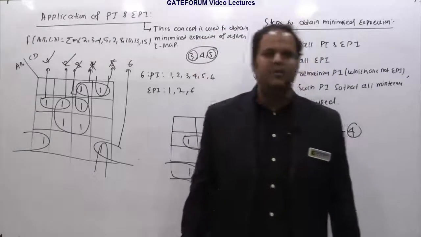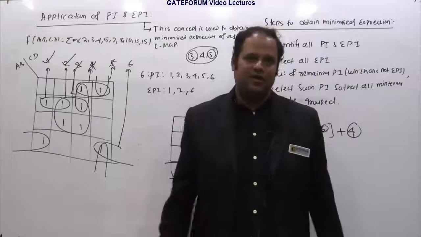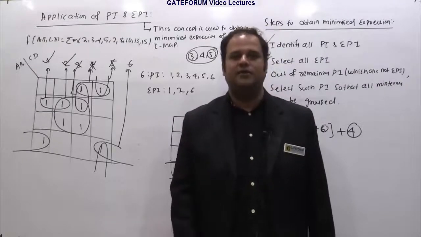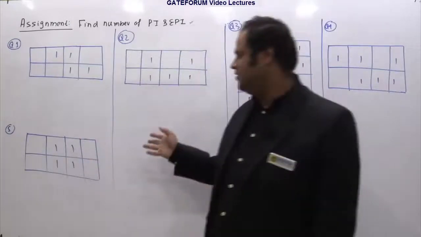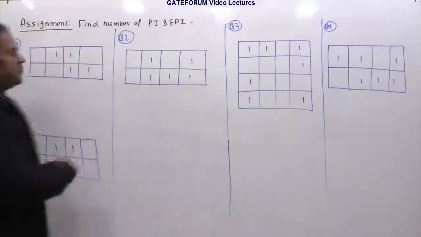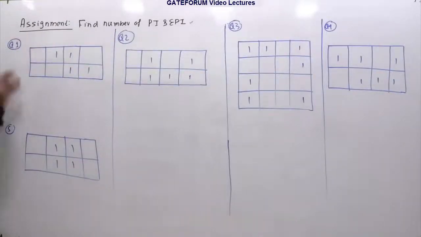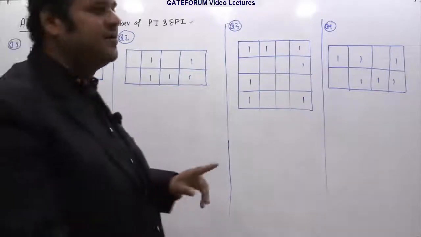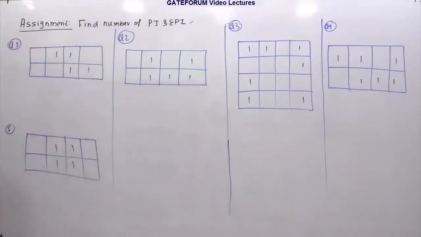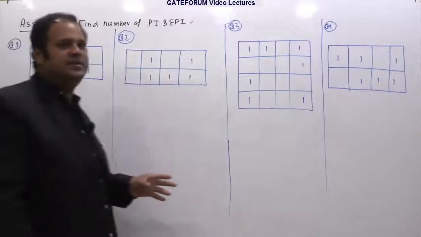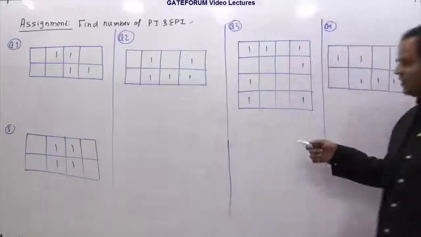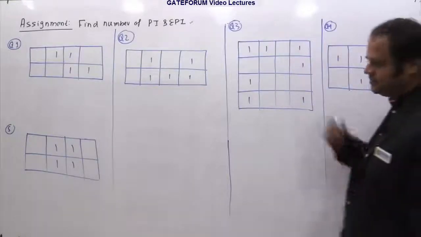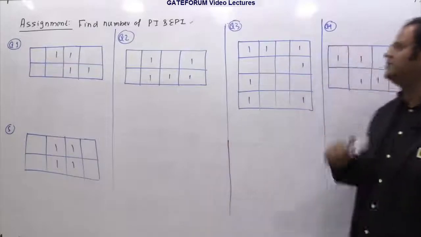Now in this video, let me give you the assignments one by one, and in the next video I'll give you the solutions. Please take down the assignment problems. I have drawn 5 maps, and the question is to find the number of PIs and EPIs. In each of these maps, you have to find how many prime implicants and essential prime implicants there are. I suggest all of you copy them down and try to solve them yourself, and see how much is your attempt level and how much your confidence level. I think you can copy this. So that's it. And in the next video, I am going to give you the solution of all these 5 maps.